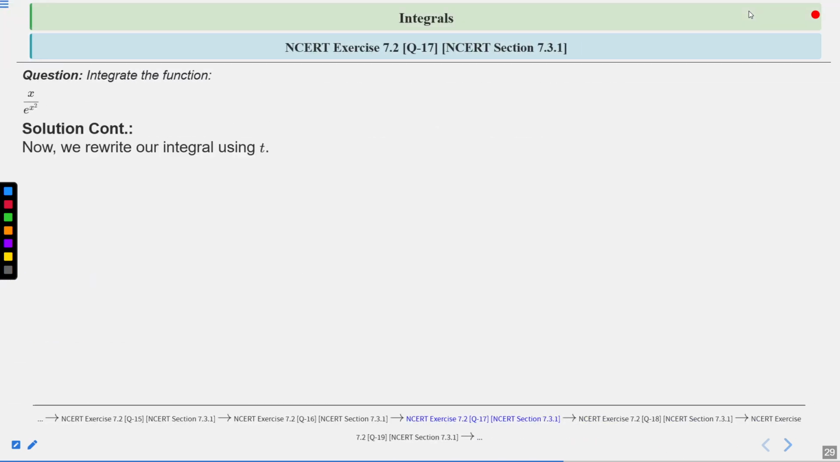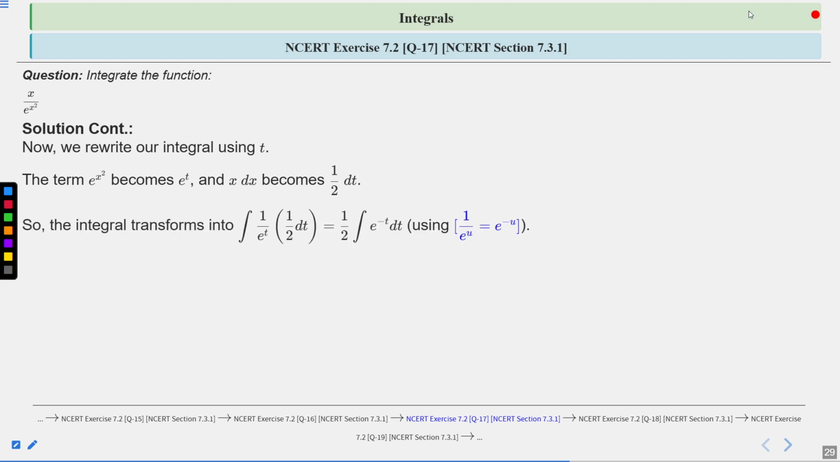Now we rewrite our integral using t. The term e to the power x square becomes e to the power t, and x dx becomes 1 by 2 dt. So the integral transforms into integration of 1 by e to the power t into 1 by 2 dt. 1 by 2 will come out, and it is 1 by 2 integration of e to the power minus t dt, using 1 by e to the power u is equal to e to the power minus u.